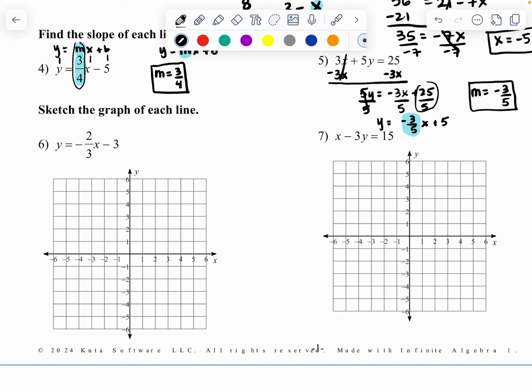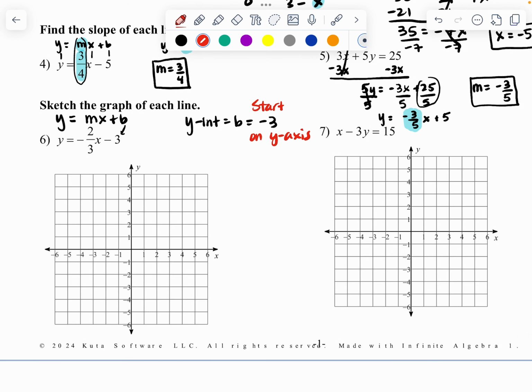So luckily, this one is in y equals mx plus b form, okay? So the y-intercept, this is the b, and that in this case is right here. That's the negative 3. Now, you guys, this right here is where you start plotting, okay? And it's always on the y-axis because it's the y-intercept. That's where it crosses the y-axis. So on the y-axis, right, this is my y-axis here, right? I'm going to go to negative 3. So negative 1, negative 2, negative 3, I'm right here.